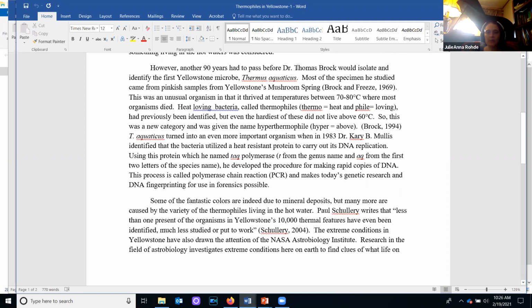So in the 1960s, there was a scientist named Dr. Thomas Brock who was out in Yellowstone investigating all these hot springs and these thermophiles that lived in them. And he isolated them out, looked at them, and he found this one in what's called the Mushroom Spring. Okay, one of the hot springs, not the one I just showed you, but another one. And he called it Thermus aquaticus. Thermus because of hot temperature and aquaticus water. Okay, so hot water. That's what this means. This bacteria loves hot water.